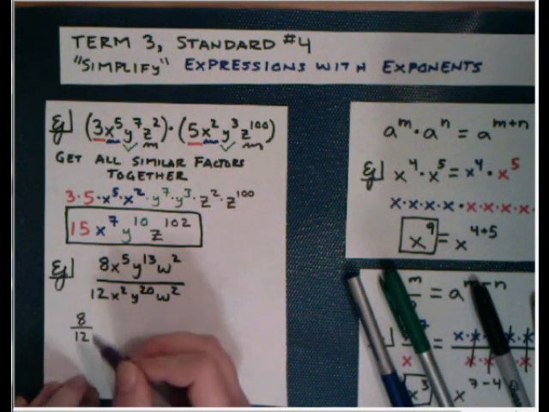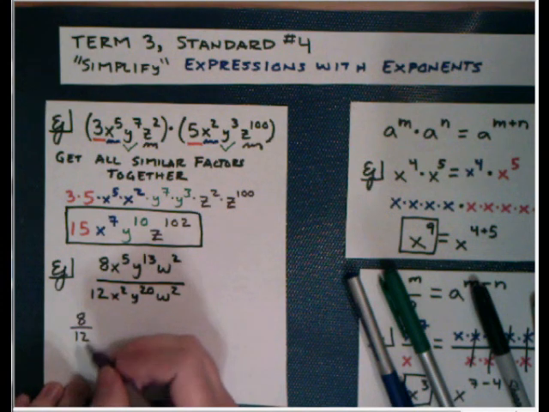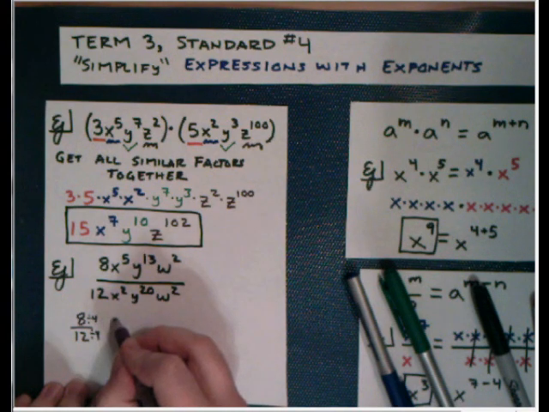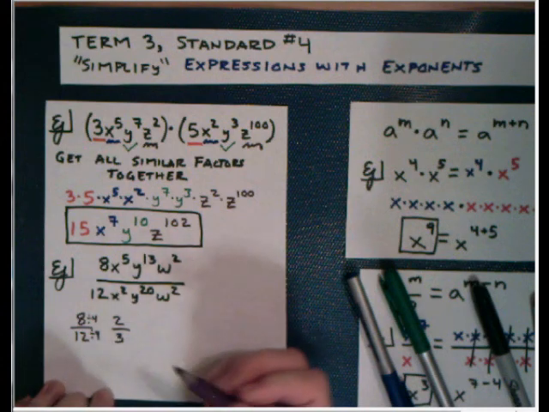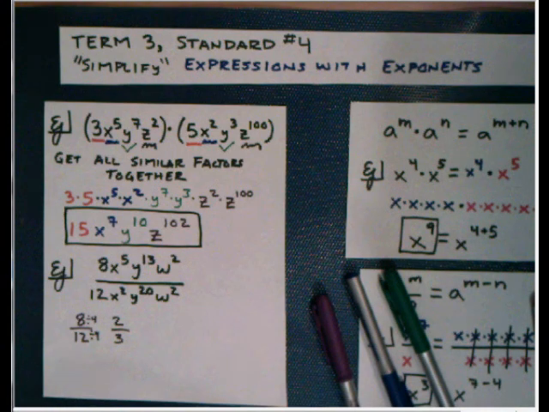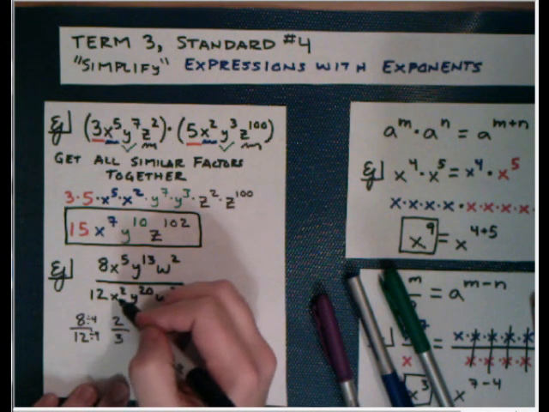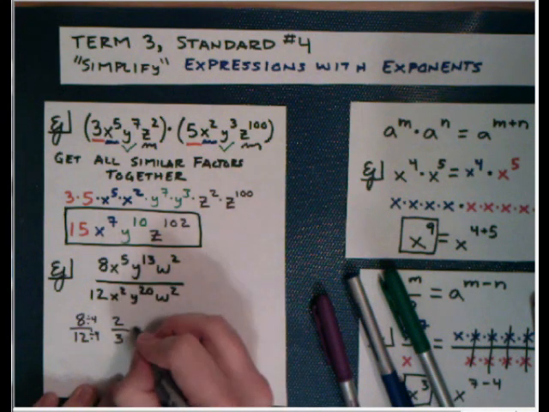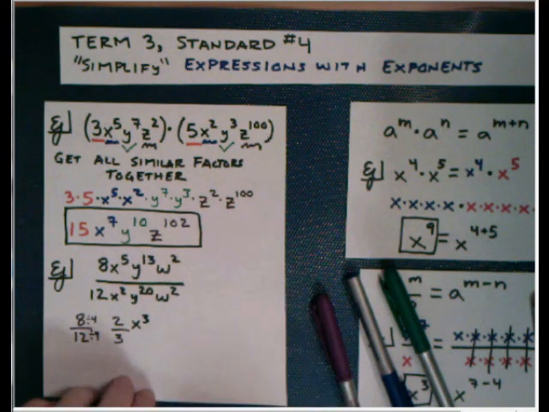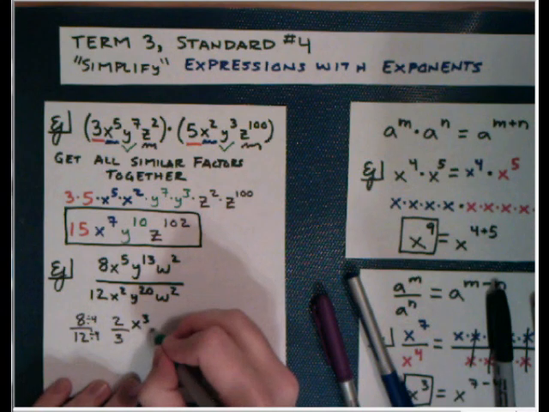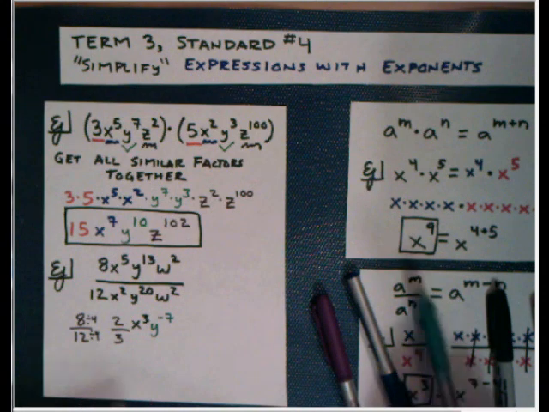8 over 12, well, that's just a fraction. We can simplify it. 8 divided by 4, or 12 divided by 4, that's going to give me 2 over 3. So I've simplified that fraction right away. Next, x to the 5th over x squared. We're subtracting exponents, so this will be x to the 5 minus 2, which is x to the 3rd power. Next one, y to the 13th over y to the 20th. That'll be y to the 13 minus 20. That's going to be y to the negative 7th. We'll deal with the negative exponent in just a second.